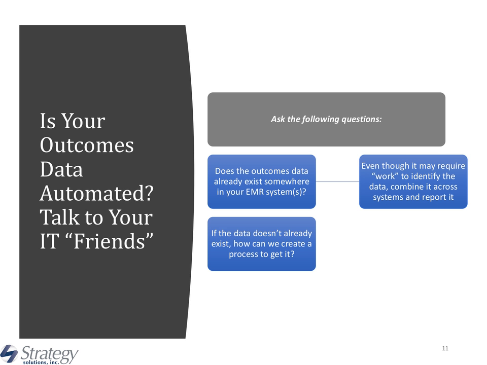So once you know what your indicators are, you want to then ask the following questions. Does the outcome data already exist somewhere in our electronic system? Even if it requires work to find the data and combine it across systems. Because oftentimes, we have one system for outpatient and one system for inpatient, and we have a different system for registering radiology patients, right? And so there may be some work involved with putting those together or figuring out how data comes from one place or another.